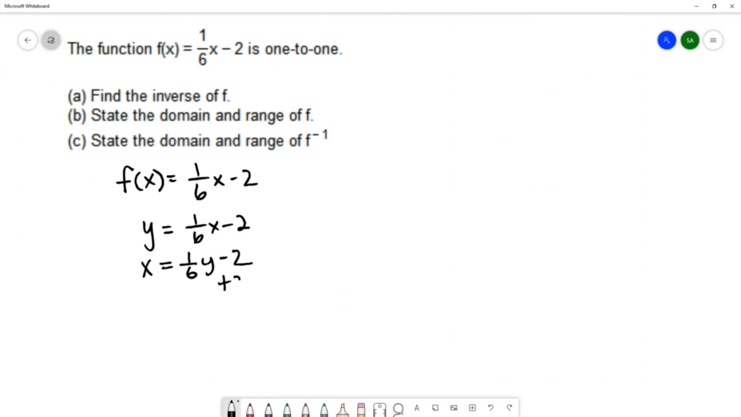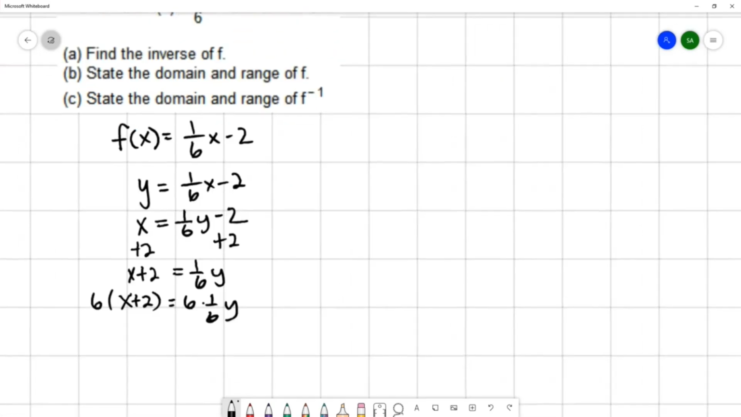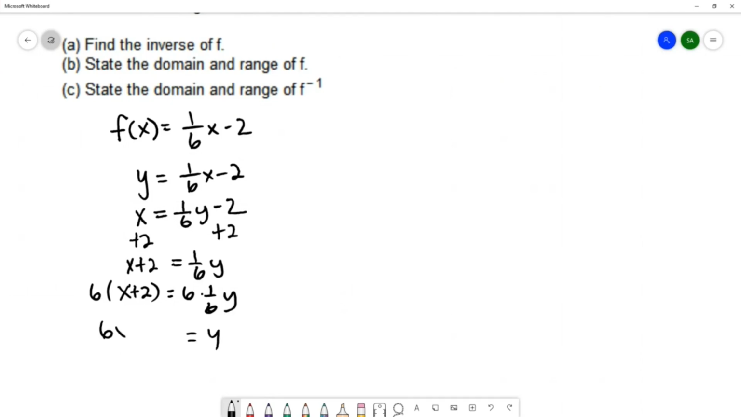So I'm going to add 2 to both sides. That gives x plus 2 equals 1/6 y. And then I want to get rid of that 1/6, so I'm going to multiply both sides by the reciprocal, which is 6. And this gives y equals 6x plus 12 if I use the distributive property on the left, and on the right, the 6 times 1/6 becomes 1. So now we have our inverse function. f inverse of x is equal to 6x plus 12. And we found the inverse.